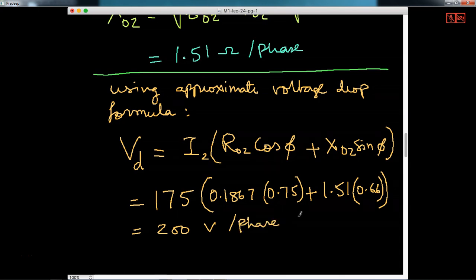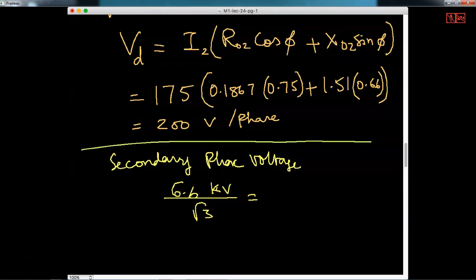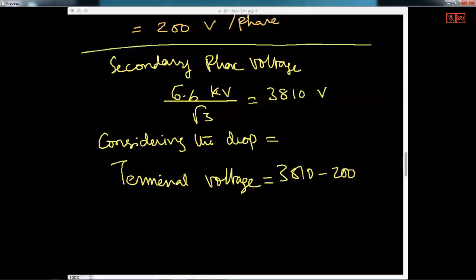That is rated. So that is 6.6 kV divided by root 3, which is 3810 volts, the secondary voltage rated. So therefore, considering the drop, what I get as terminal voltage is 3810 minus 200 volts drop, that is 3610 volts, but then this is per phase.